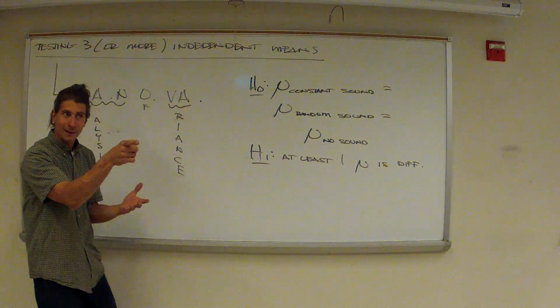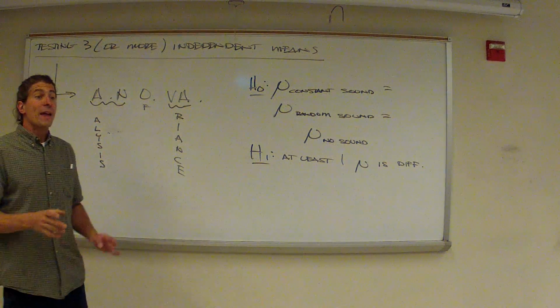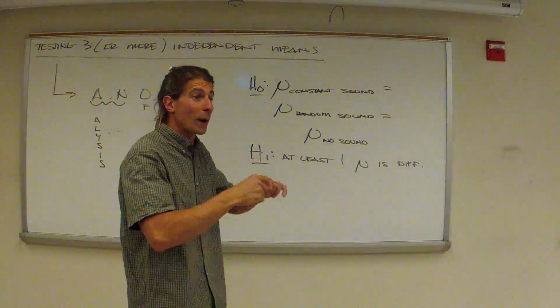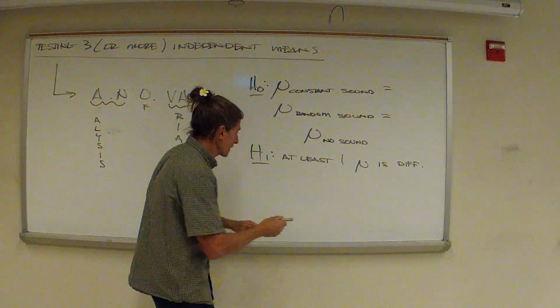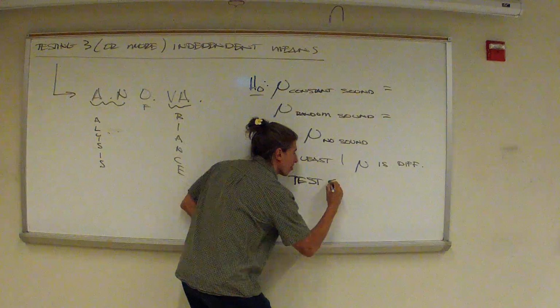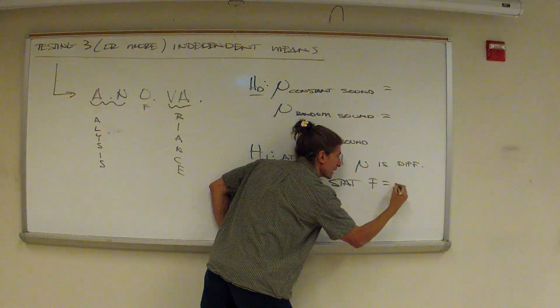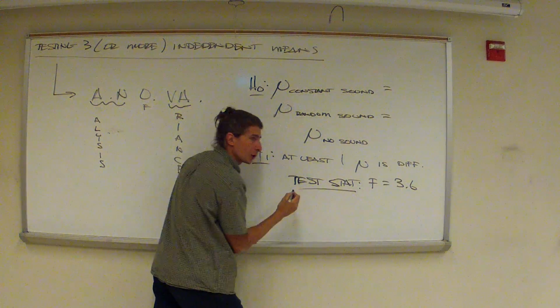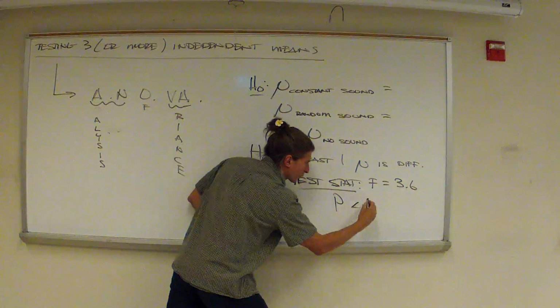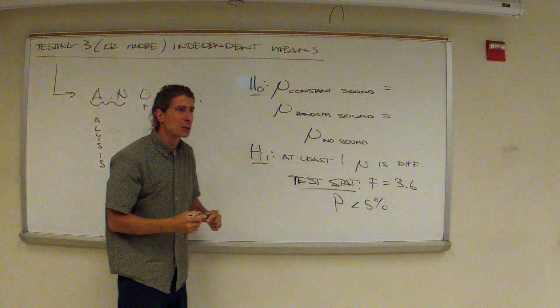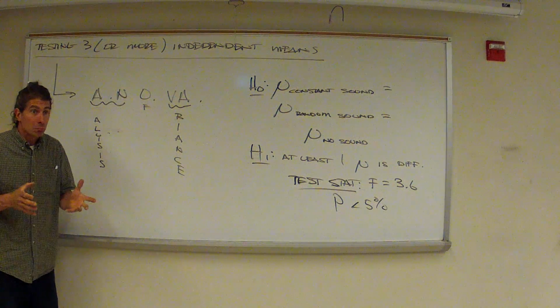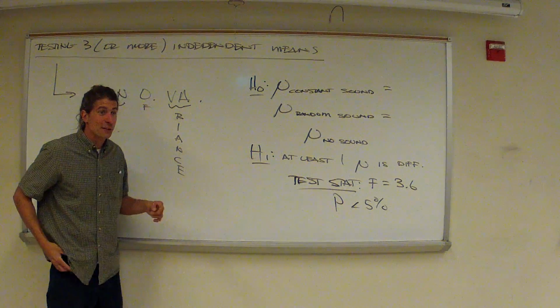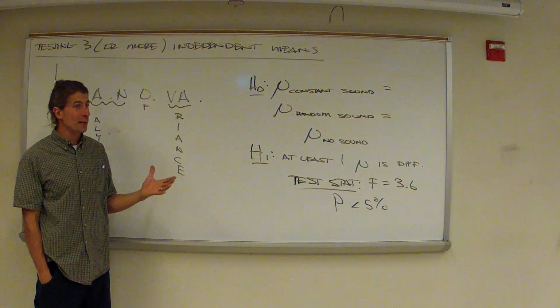Go ahead, Zoe. So we don't need to do anything with the F? No, the F is the test statistic. So when I ask you to give me the test statistic and the p-value, you write down the test stat is F equals 3.6-ish. And the p-value is, put whatever you want, less than 5%. That's fine too. So it appears that at least one of those averages is different. Doesn't tell you which one, just tells you at least one is different.